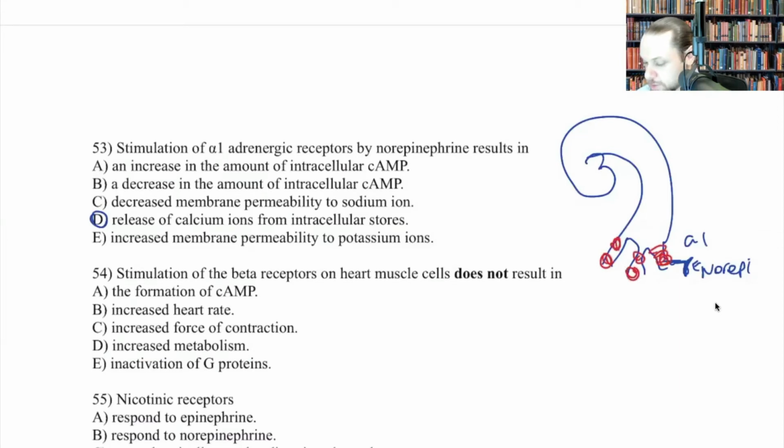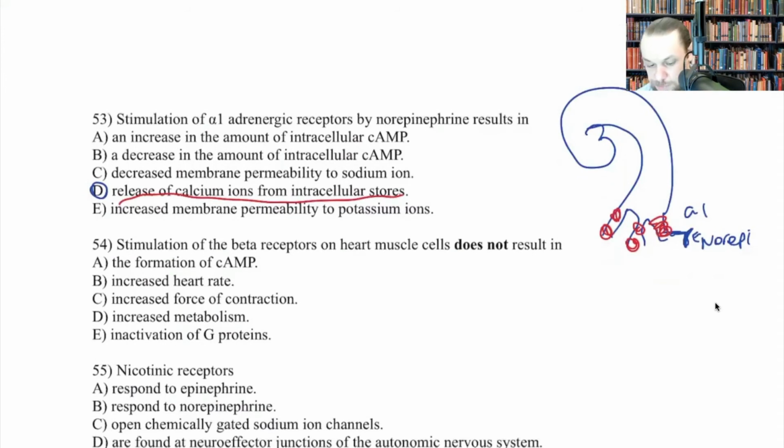On these alpha 1 receptors, the way it does it is the release of calcium that will cause the intracellular signaling, and then the final pathway will be contraction of the smooth muscles of the arterioles. So 53 is the correct choice.